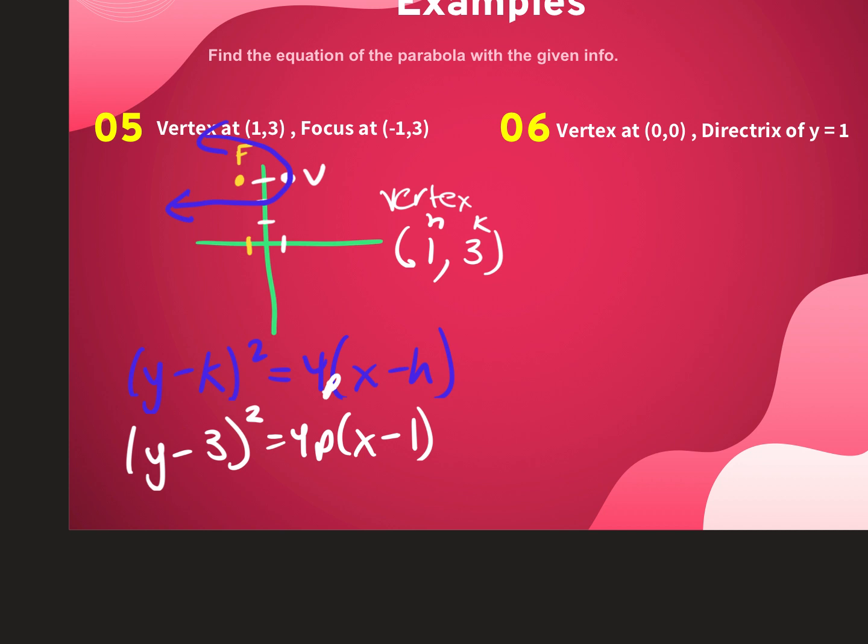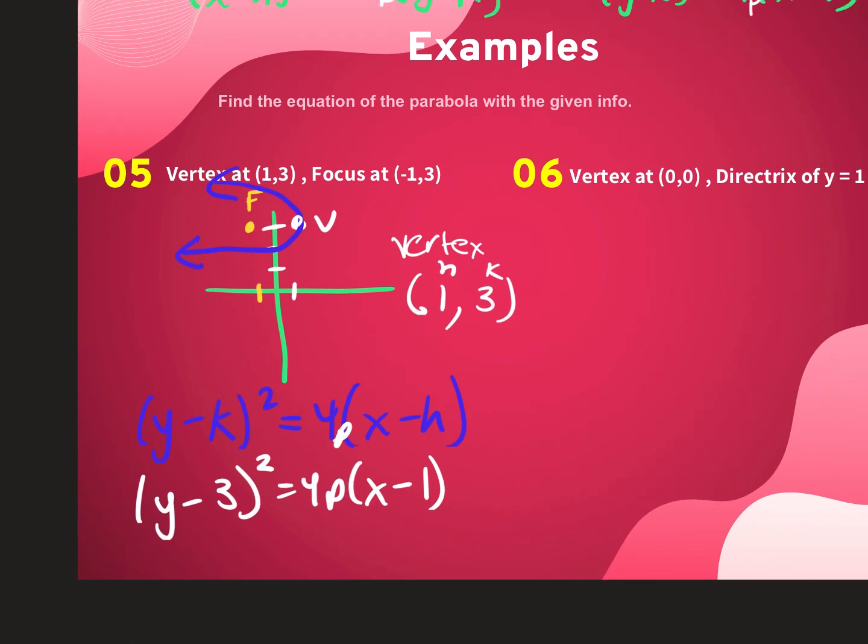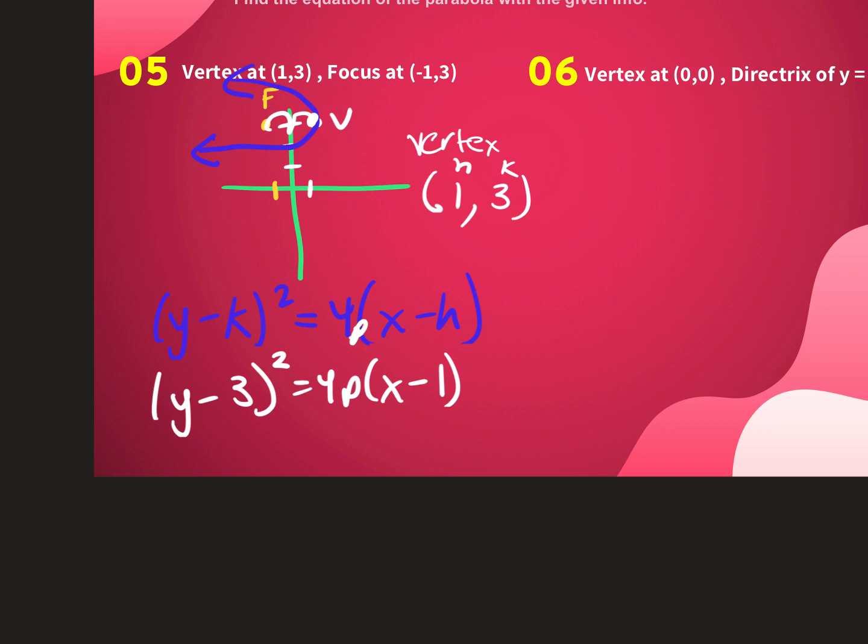What is that affecting? The x value or the y value? X, left and right. You guys can mathematically do it, or you can count. How far did I go from here to here? 2 spaces. Did I go to the left or to the right? To the left, so it makes it negative, correct? So this becomes 4 times negative 2 times (x minus 1).